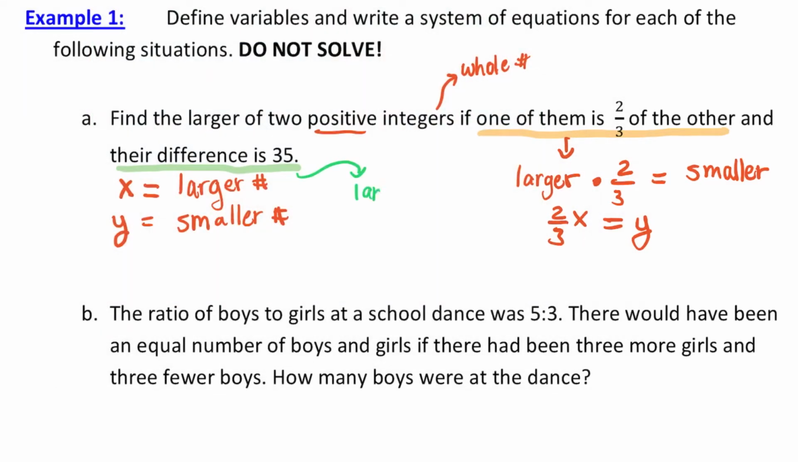If the difference between these two numbers is 35, if I'm getting a positive 35, then I must be doing the larger number minus the smaller number. Otherwise, it'd come out to be a negative value. So I'll have to have X minus Y equals 35.